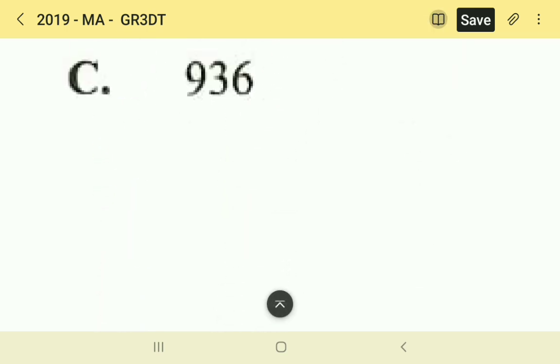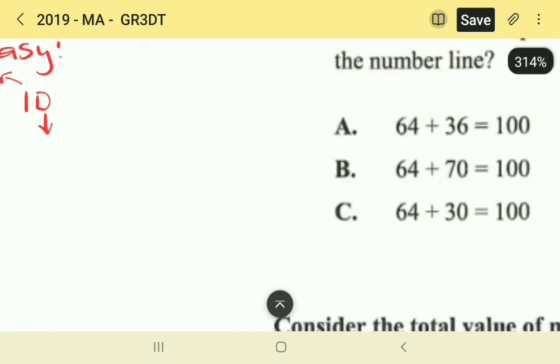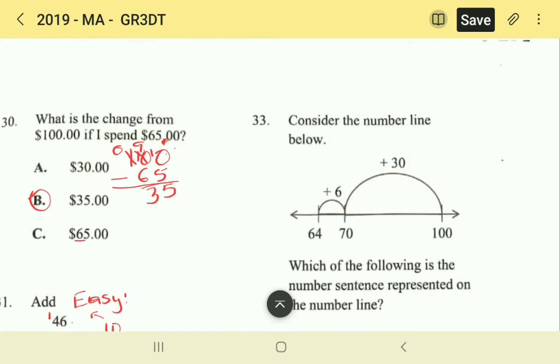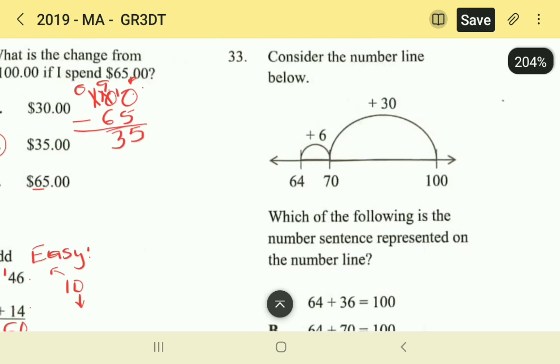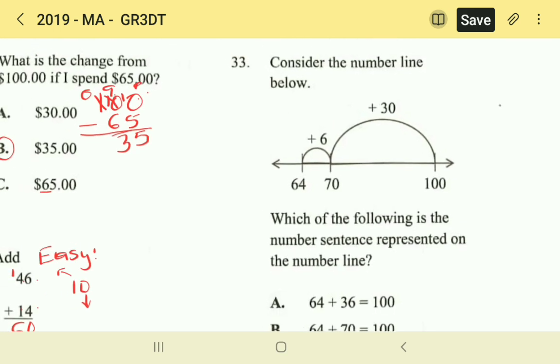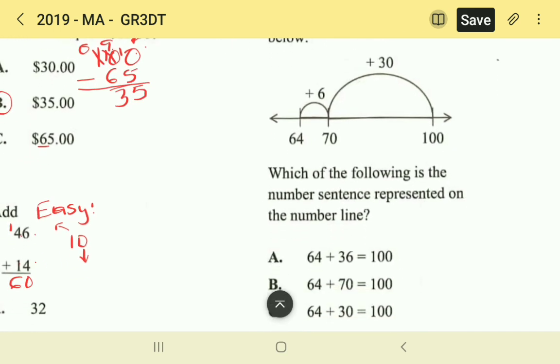Moving on to the next item, which is, oh lads, this paper is full of repeats. I'm killing with repeats on this one. Right away we know the answer is A. Remember we did this in some other paper. 64 and 36 is 100.